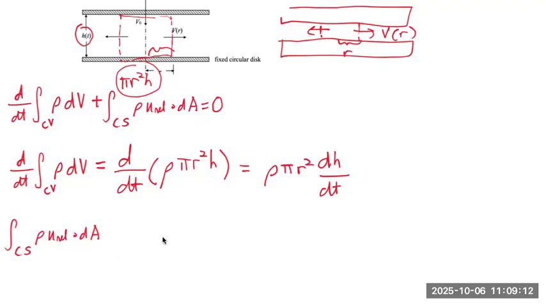And the value of this integral is going to be equal to the rate of flow of the fluid out of the control volume surface, dot the normal vector of the surface area of the control volume surface. And basically, do they point in the same direction?